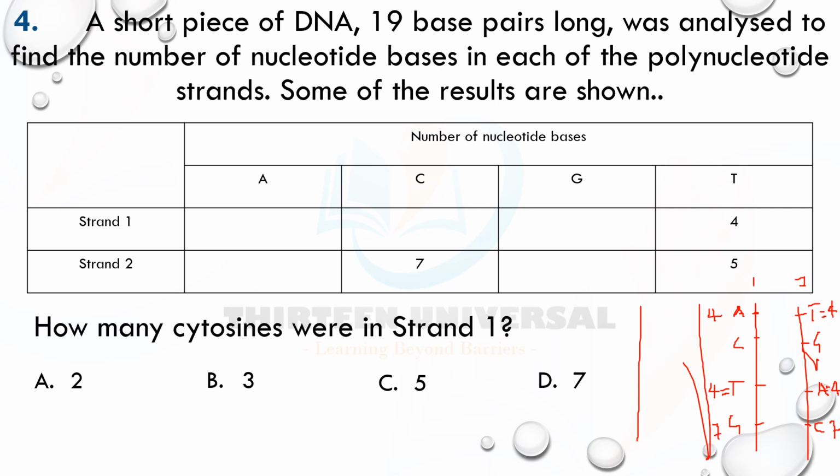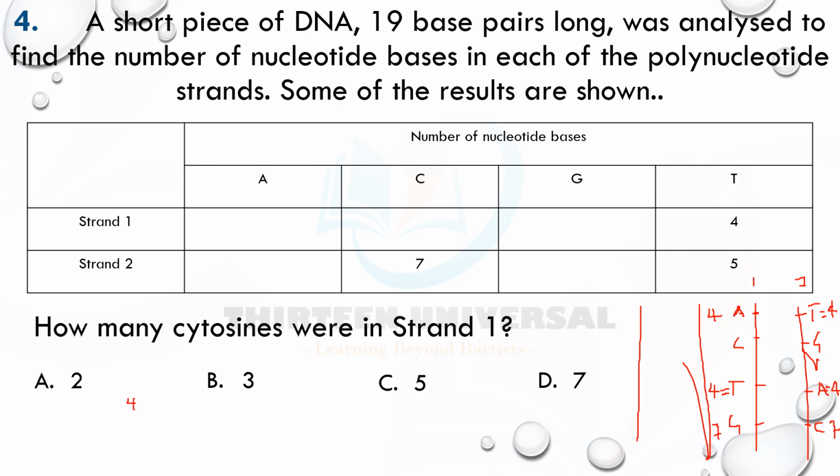So then I say, how many cytosines were in strand 1? Okay, guys, watch this. Remember, we had 19 base pairs. Let's calculate all the base pairs we have here. This is 4 base pairs, 4 plus another 4 is 8, plus 7. 8 plus 7 is 15... sorry, that is 4 base pairs plus another 4 base pairs plus another 7 base pairs. That gives you 16.